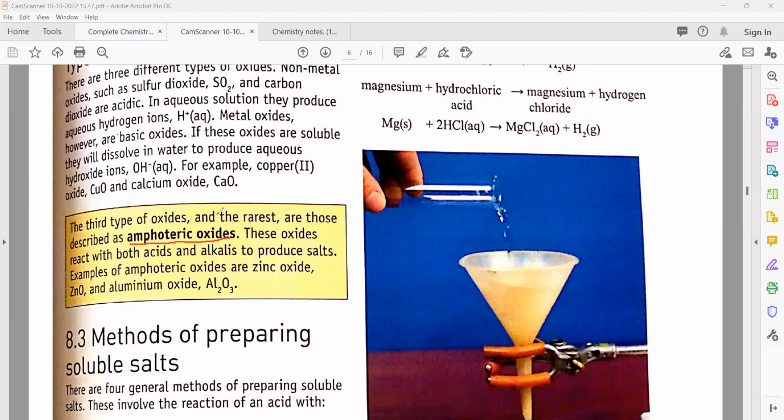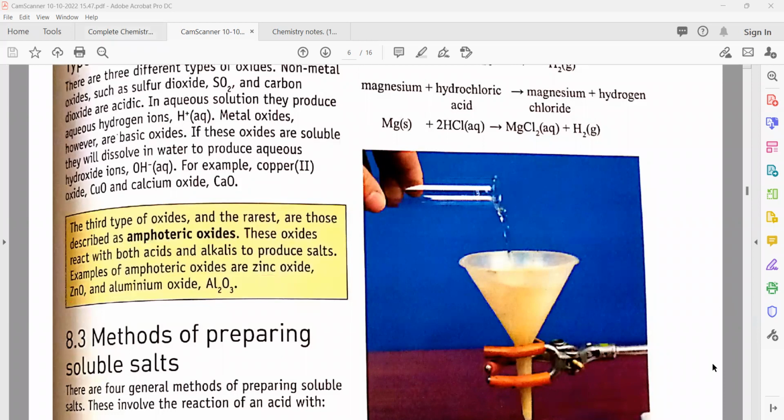The third type of oxides, and the rarest, are those described as amphoteric. These oxides react with both acids and alkalis to produce salts. Definition is okay? Examples of amphoteric oxides are zinc oxide, ZnO, and aluminium oxide. So these are the three types of oxides you learned about. First is acidic oxide, second is basic oxide, and third shows both characteristics. We name them amphoteric oxides. Any question here?